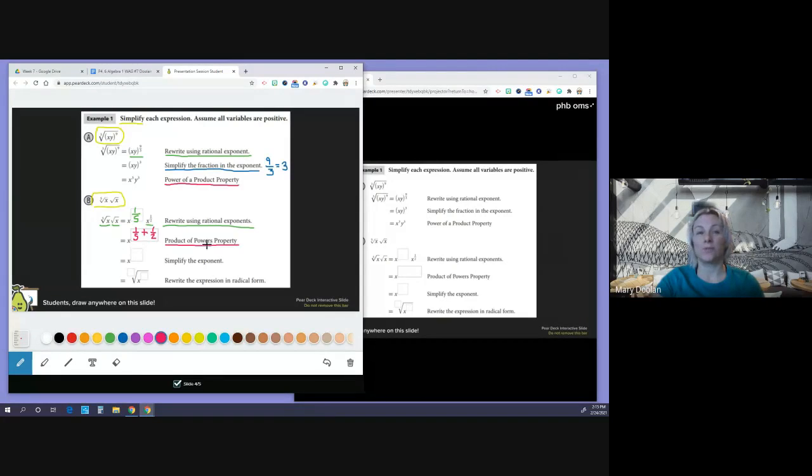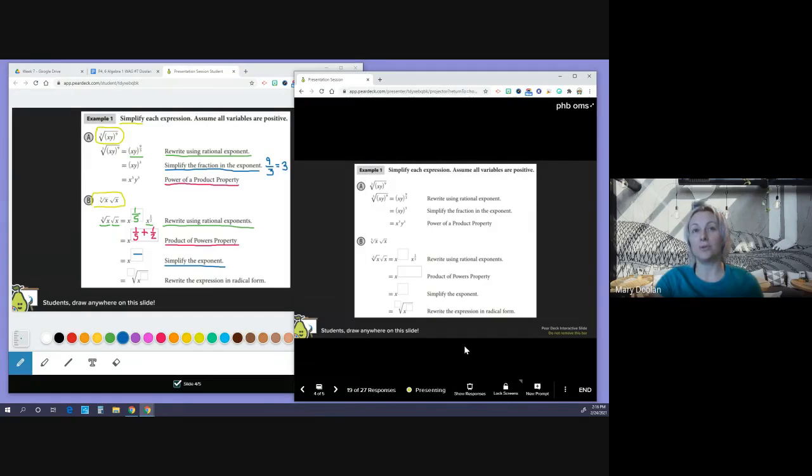What is 1/5 plus 1/2? That's what's going to go in this next box. So we're going to simplify the exponent. We're going to have a new fraction here. You must remember how to add fractions. What is 1/5 plus 1/2?